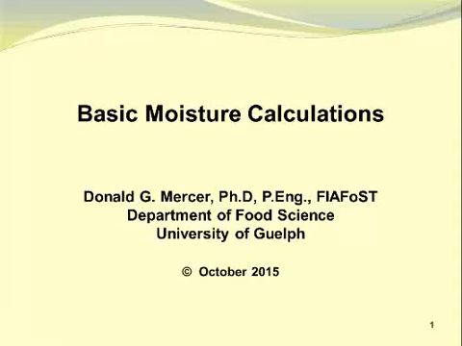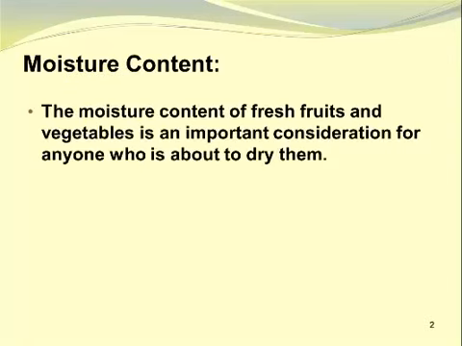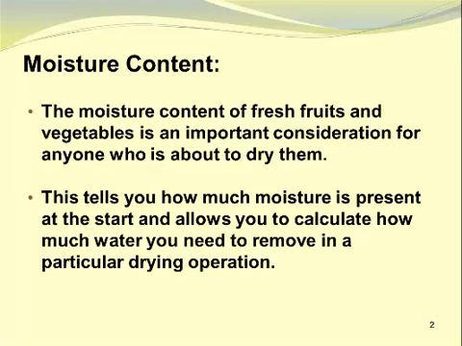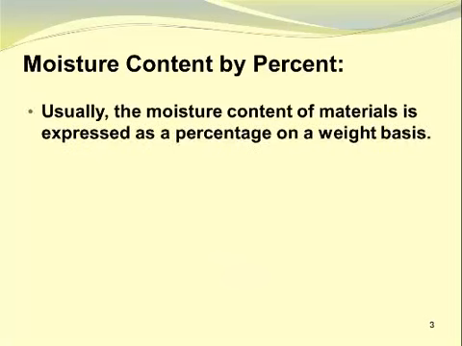Let's take a look at doing some basic moisture calculations. The moisture content of fresh fruits and vegetables is an important consideration for anyone who is about to dry them. This tells you how much moisture is present at the start and allows you to calculate how much water you need to remove in a particular drying operation.